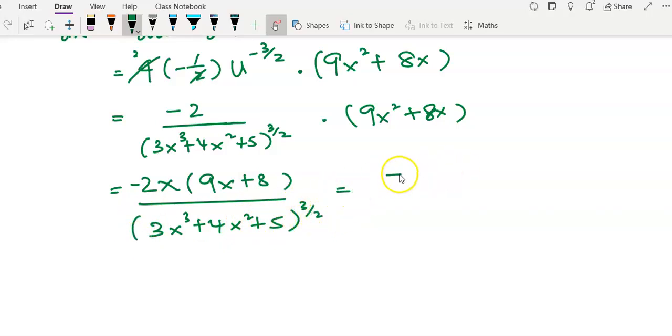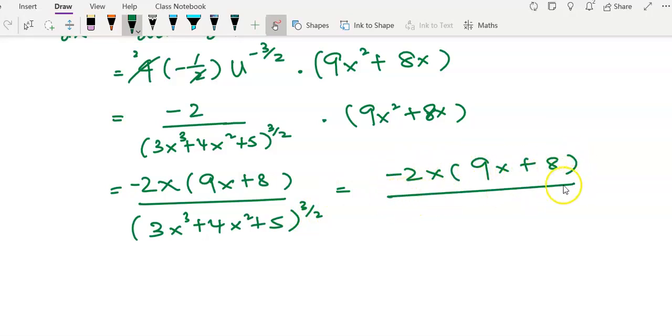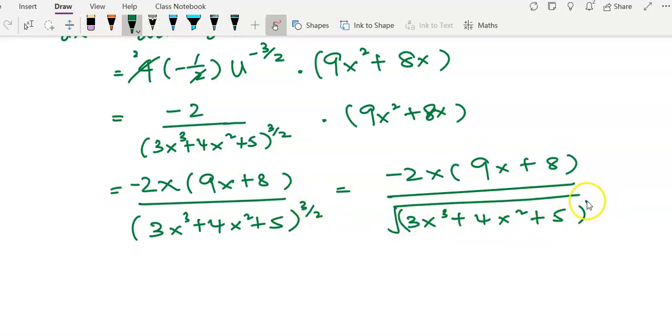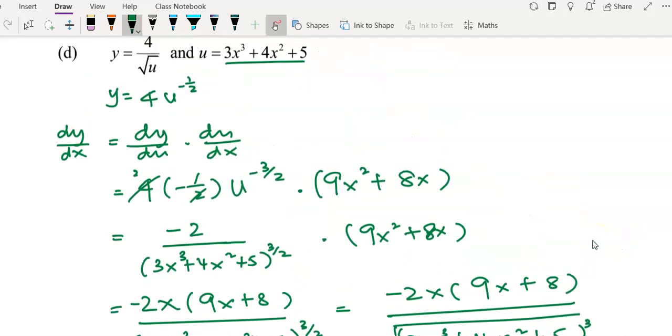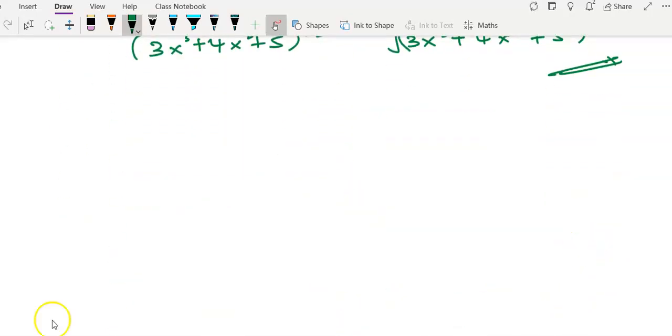The denominator with the power of 3 over 2, you can also write in this form. The power of 1 over 2 means that it's a square root. And inside the square root we have this, and the power of 3 you can write like this. Okay, so this is the answer for D. Yeah, that's it for the four examples. Thank you for watching.